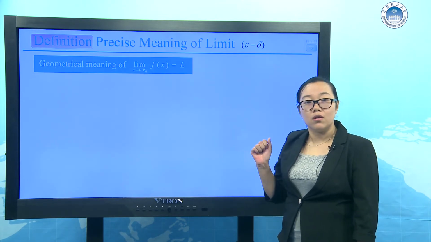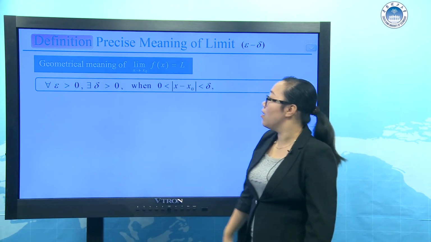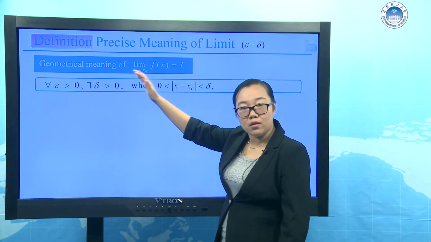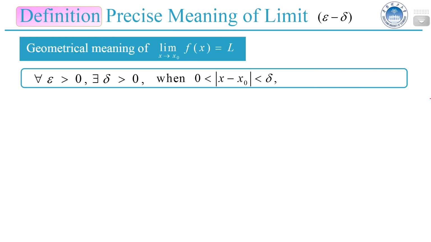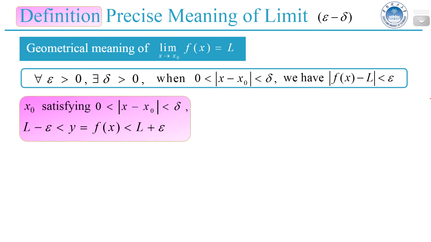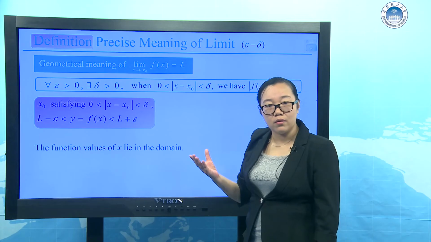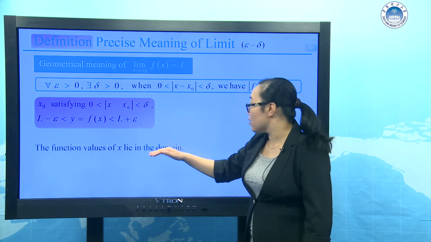So now look at the geometrical meaning of the limit. For epsilon greater than 0, there exists delta greater than 0. If x minus x0 absolute value is greater than 0 and less than delta, for such x0 and x satisfying this, we can always find all the function values between L minus epsilon and L plus epsilon. Now, this means the function values of x lie in this domain.